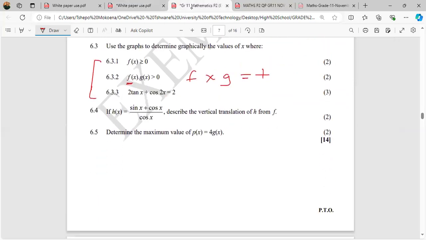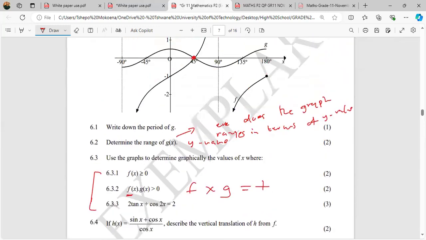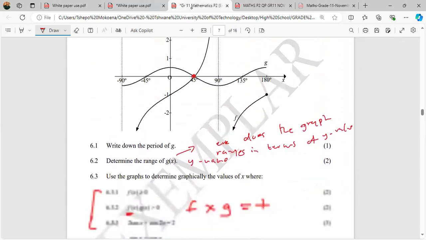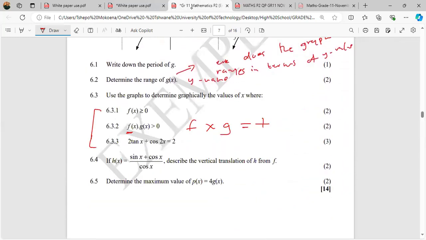So let's jump to 6.4 then. I'm taking time because I'm referring to the basics as well. So 6.4 says, if h of x is equal to sine x plus cos x divided by cos x, describe the vertical translation of h from f. Apparently, we have a new graph, which is called the graph of h. But the question is, how was this graph of h determined? To get the graph of h, we used the graph of f.